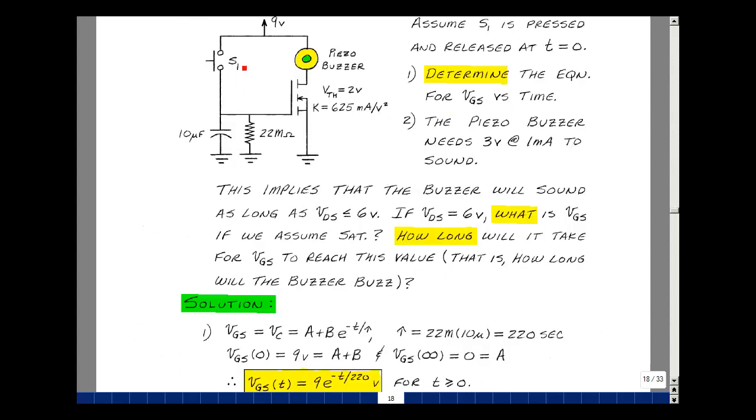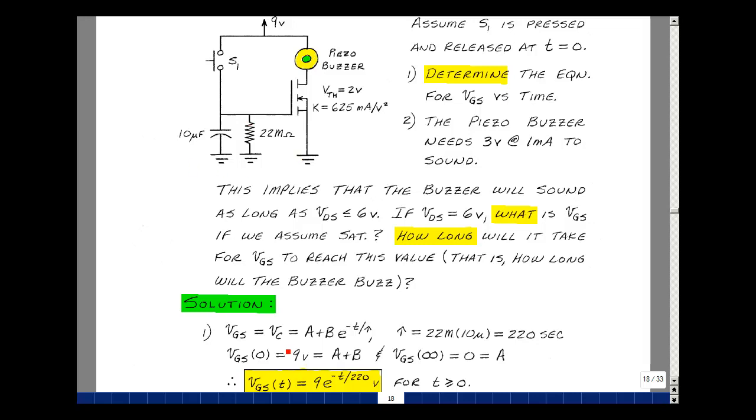So the switch is held closed for a long time and then let go. What that implies is that we've got 9 volts right across this capacitor. It's going to be charged up to 9 volts. With this open, we've got an R and a C in parallel, because this looks like an open circuit between the gate and the source. We've got a decaying voltage across the capacitor.